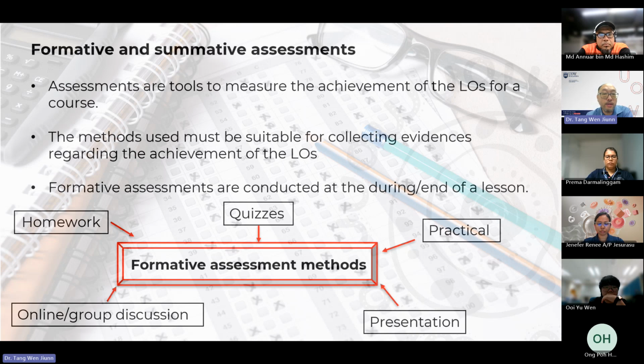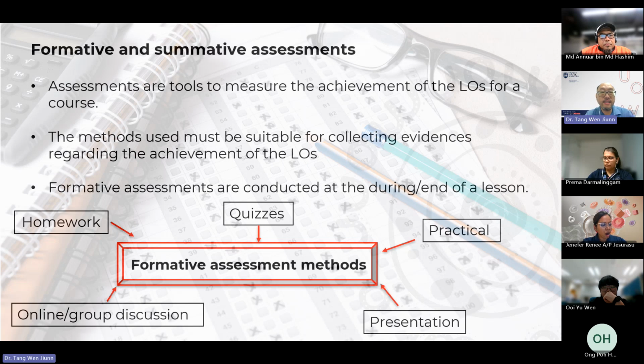Formative assessments are conducted during or at the end of a lesson. As the name suggests, formative means it is a formation; we test them part by part. We test their knowledge at that time. So it can be in the form of homework, quizzes, practical, presentation, online or group discussion. These are some of the methods of formative assessment.